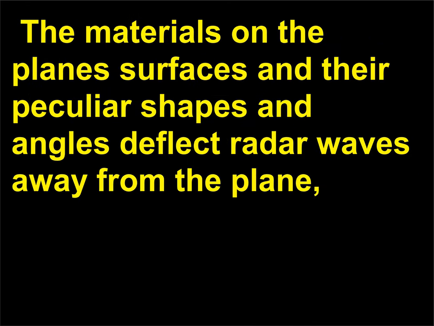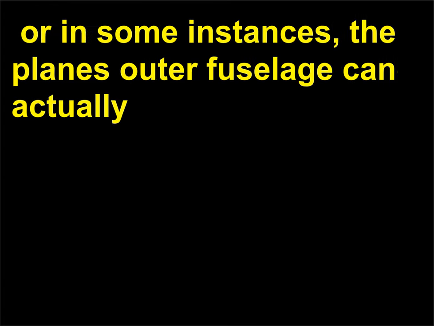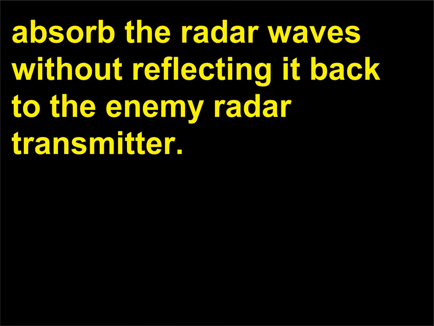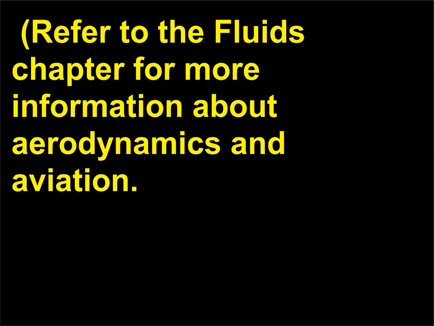The materials on the plane's surfaces and their peculiar shapes and angles deflect radar waves away from the plane. Or in some instances, the plane's outer fuselage can actually absorb the radar waves without reflecting it back to the enemy radar transmitter. Refer to the Fluids chapter for more information about aerodynamics and aviation.